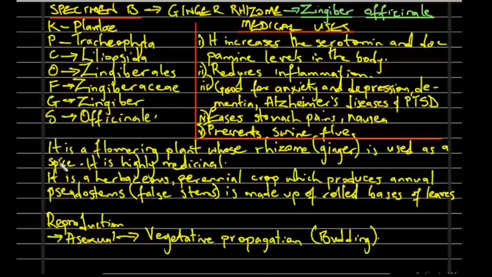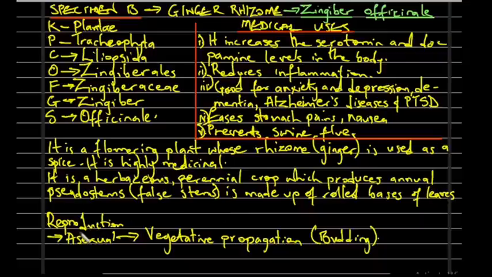If you look at this particular crop, it is a flowering plant whose rhizome, or the ginger, is used as spice. It is highly medicinal. Yes, this particular crop is very, very medicinal. It is used for its medicinal values. It is herbaceous, and it is a perennial crop, and it is oftentimes cultivated as an annual crop because it produces pseudostems. Pseudostems are false stems, made up of rolled bases of leaves. I will show us what that is shortly.